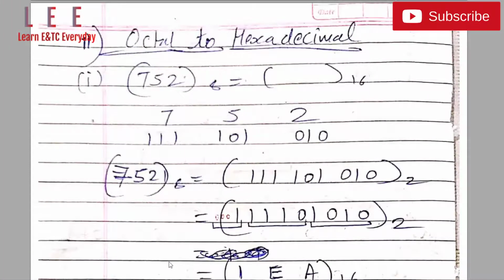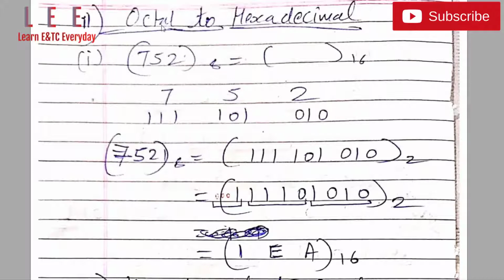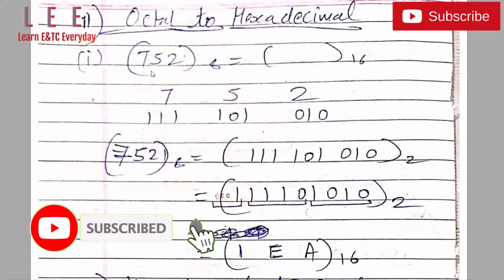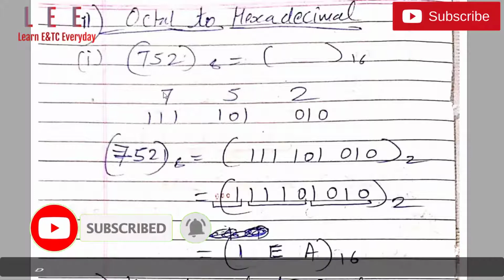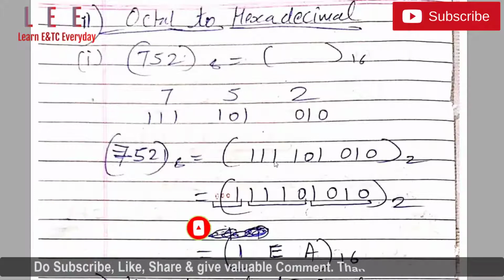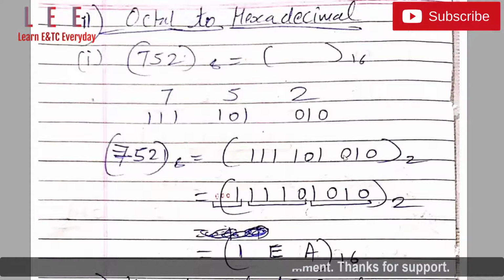Octal to hexadecimal. We cannot convert directly from octal to hexadecimal. So first we convert this octal value into a binary value, and that binary value is represented in hexadecimal form. We have already converted octal into binary. How? By representing every octal digit as 3-bit binary. So this becomes a binary value. Now we have to convert this binary value into hexadecimal.